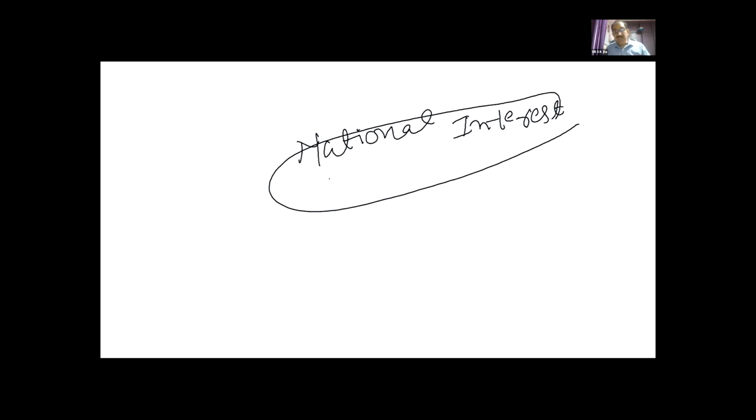We have already discussed the vital and non-vital components of national interest. We have discussed the primary interest, secondary interest, permanent interest, variable interest. All these points we have already discussed in our class on last Friday. Specific interest, international interest, conflicting interest, identical, non-identical interest. All these points we have already discussed.